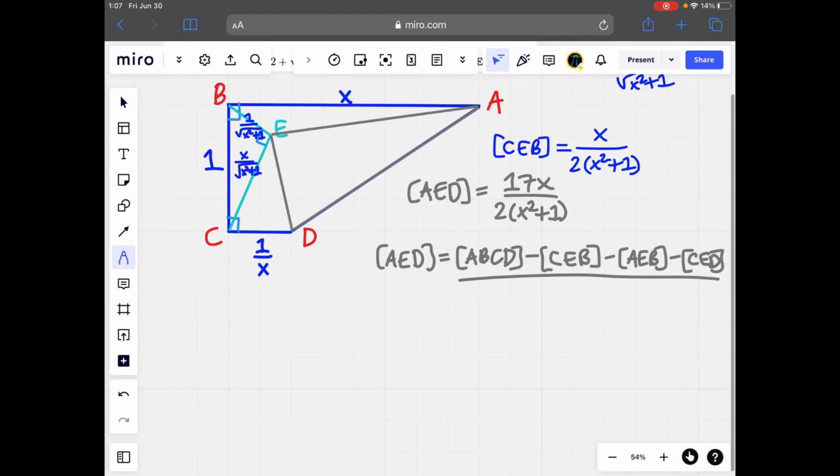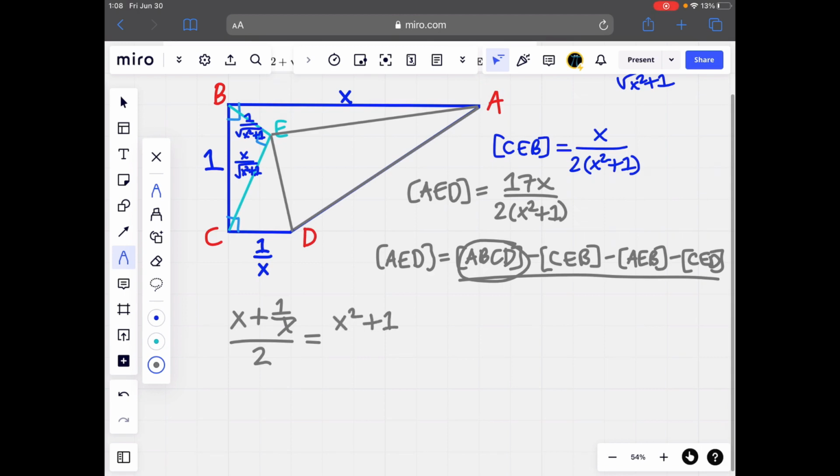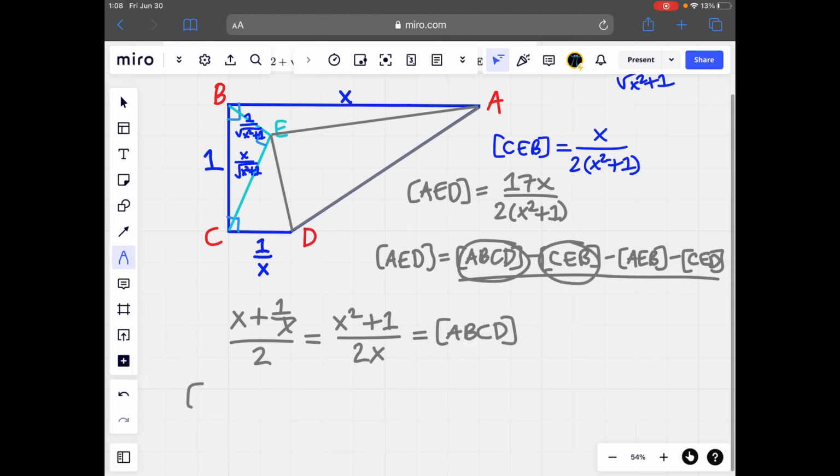So first, let's find the area of trapezoid ABCD. This is a right trapezoid with bases x and 1 over x and height 1. The area of the trapezoid is the average of the bases times the height. That's x plus 1 over x times 1 over 2. Or more simply, if you multiply both numerator and denominator by x, you get x squared plus 1 over 2x. Secondly, the area of CEB. The area of CEB is what we already found up here, and that's x over 2 times (x squared plus 1).